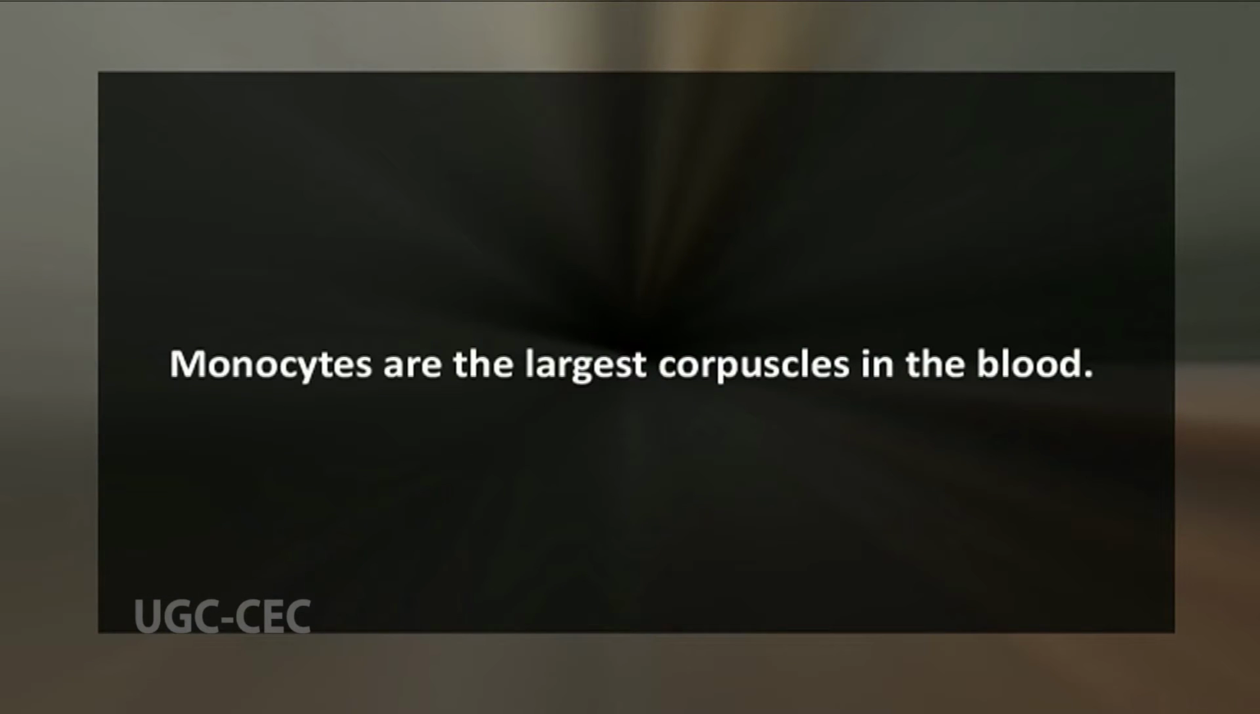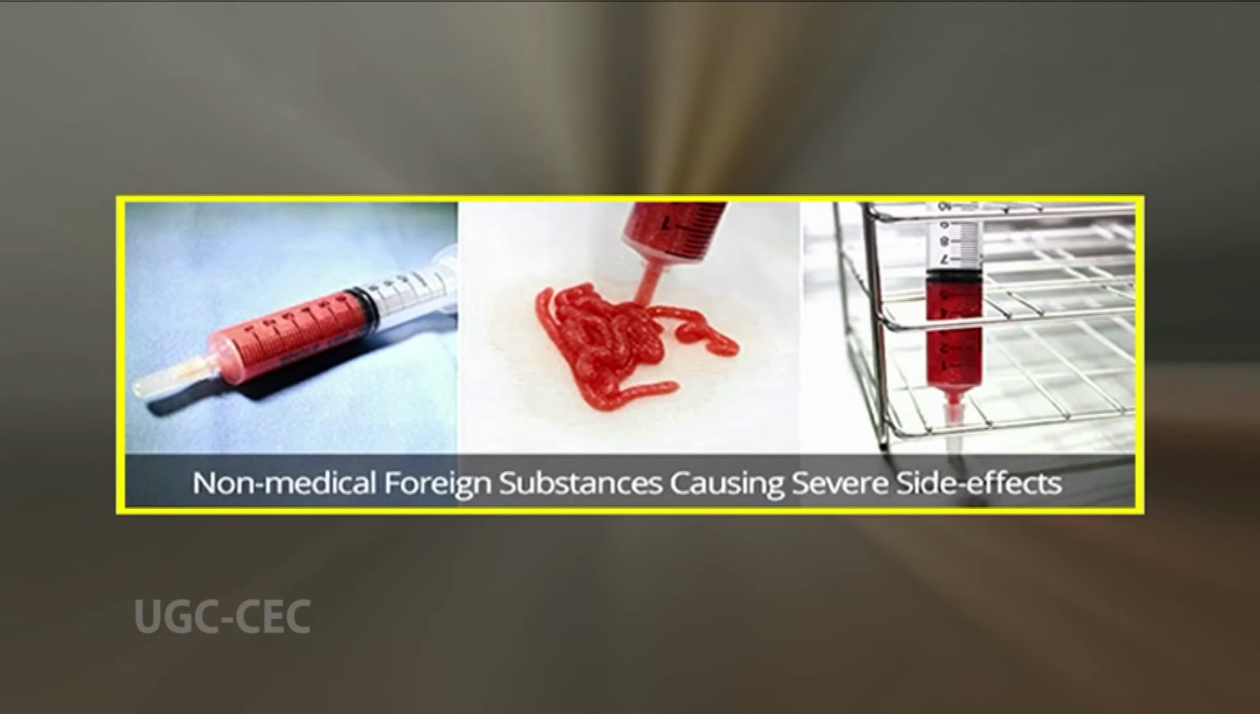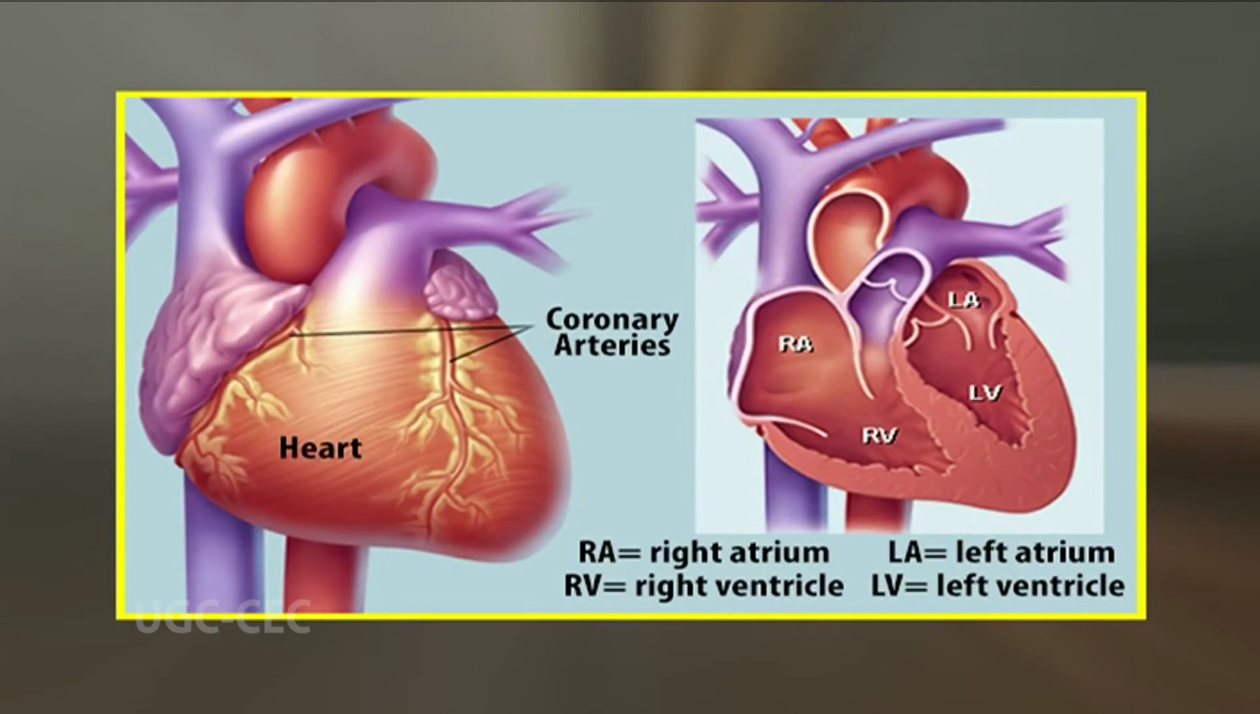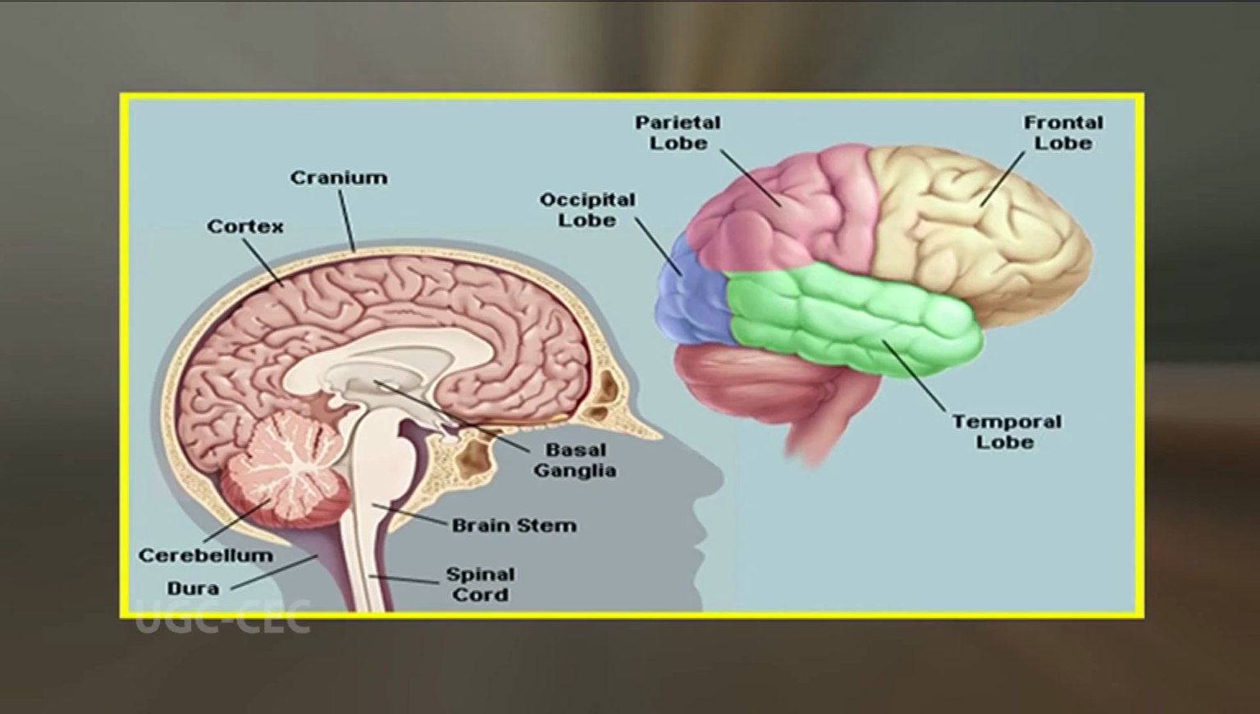Monocytes are the largest corpuscles in the blood. Monocytes which migrate from the bloodstream to other tissue will then differentiate into tissue-resident macrophages or dendritic cells. Macrophages are responsible for protecting tissues from foreign substances but are also suspected to be important in the formation of important organs like the heart and brain.